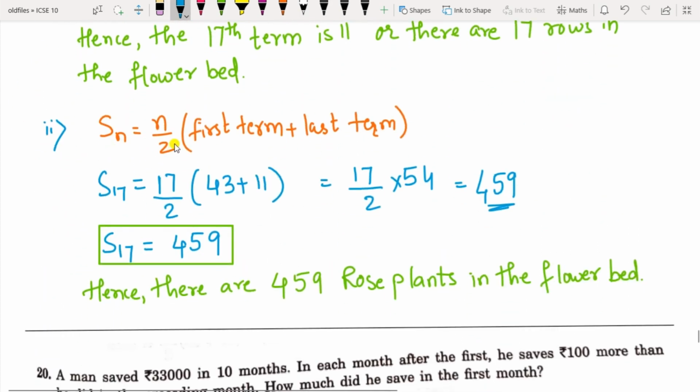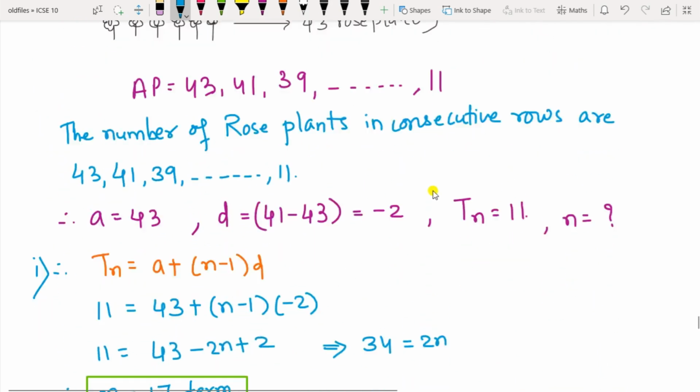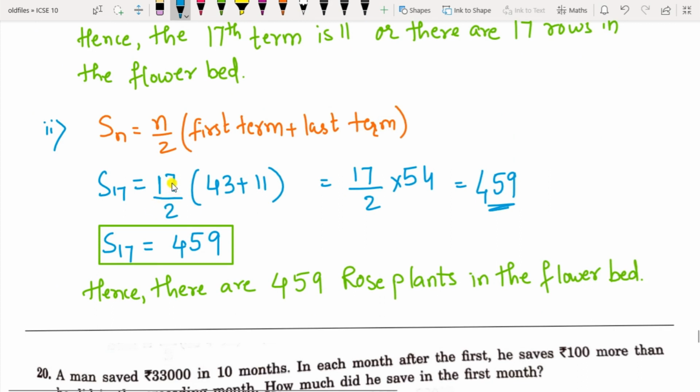So you have to find the sum. We know the first term and the last term in the AP, that is 43 and 11. Therefore n by 2, first term plus last term, 43 plus 11, you can solve it. You get the sum total of the rose plants in the flower bed as 459 rose plants.